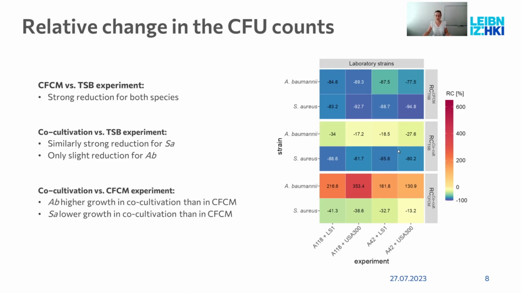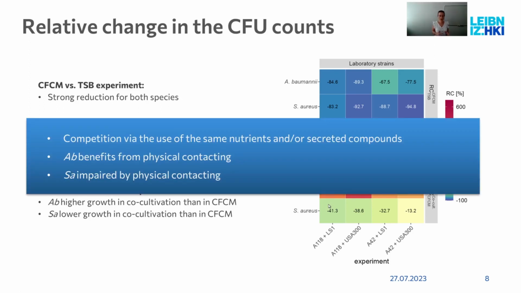And thirdly, we also directly compared the measurements from the co-cultivation experiment to the CFCM experiments, and what we see is that A. baumannii has a huge growth advantage in the co-cultivation compared to the CFCM experiment, while S. aureus is still slightly impaired by this co-cultivation and the physical contact. So what we can say is that we see a competition via secreted compounds or the use of the same nutrients in the CFCM experiments.